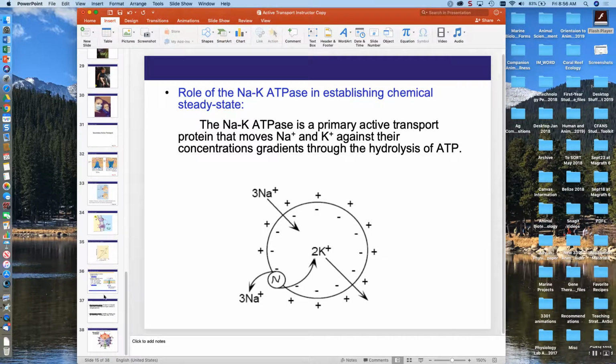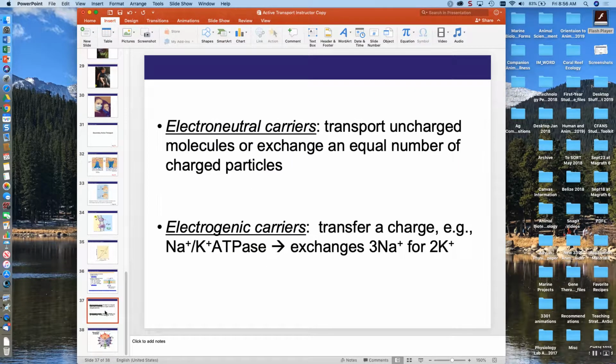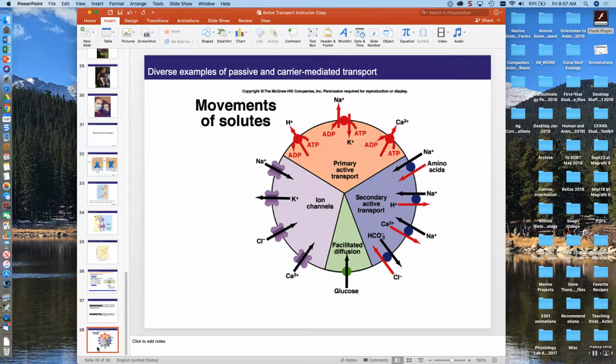So let's go back here. Electroneutral, transport of uncharged molecules or the exchange of an equal number of charged particles. And then electrogenic, there's a net transfer of charge. So this is our last slide for active transport. This is just summing all of what we talked about with passive, facilitated, and active transport. These are some of the most common players that we're going to be talking about.